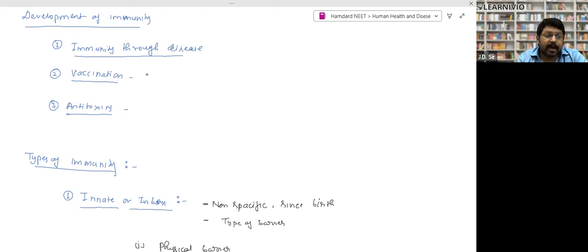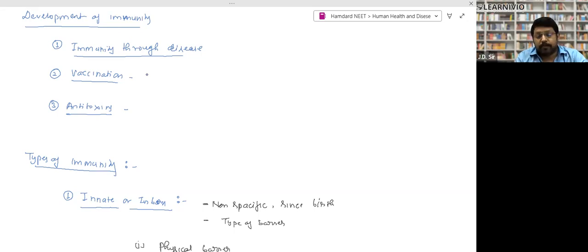Antitoxins. Whenever a toxin goes inside our body, antitoxins develop against it. So that is an antitoxin. And sometimes we take antitoxin from the outside as well, right? So there are only three ways of development of immunity.